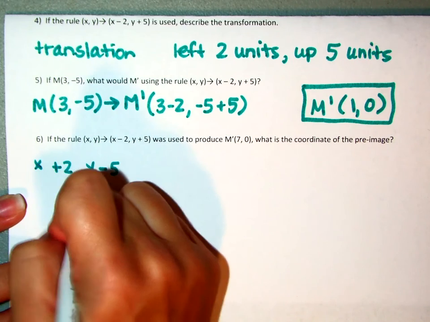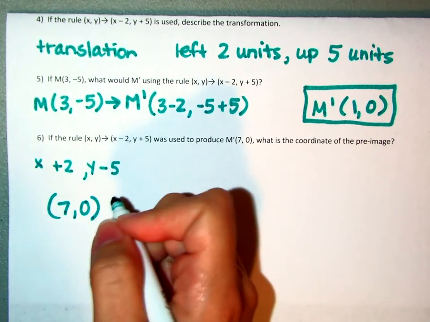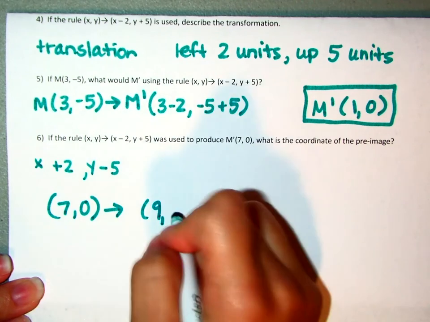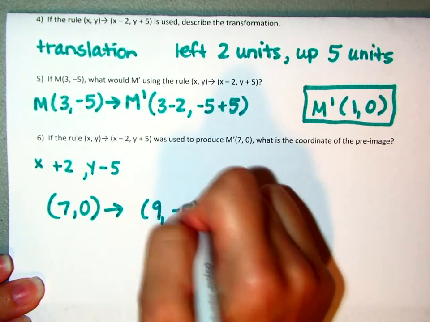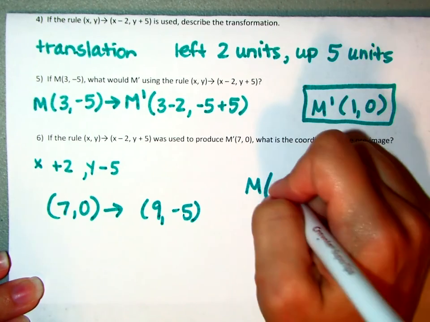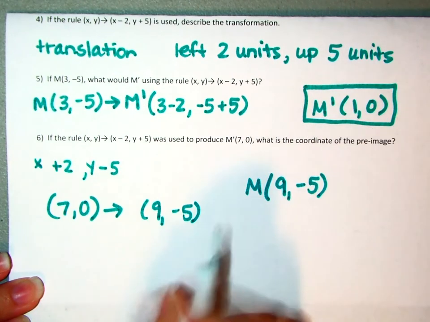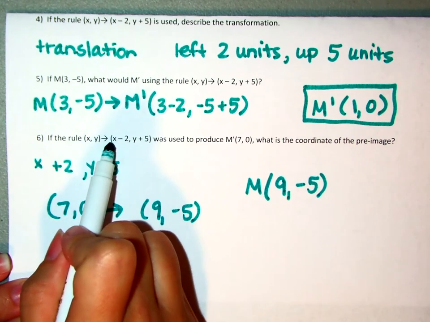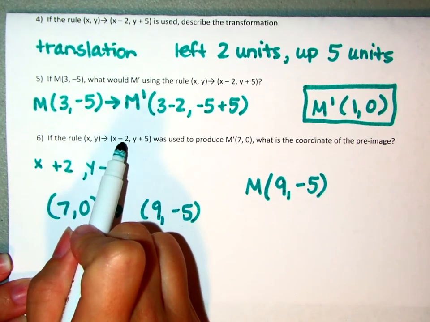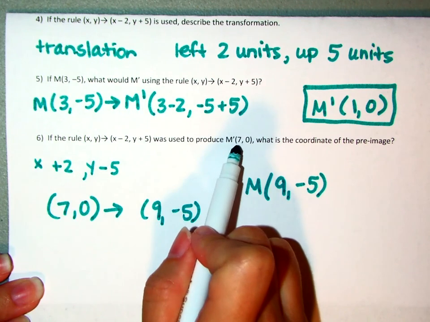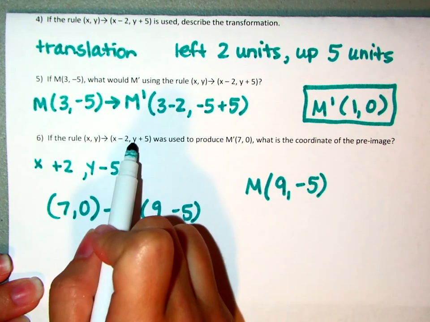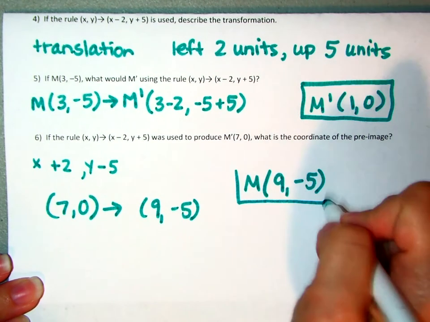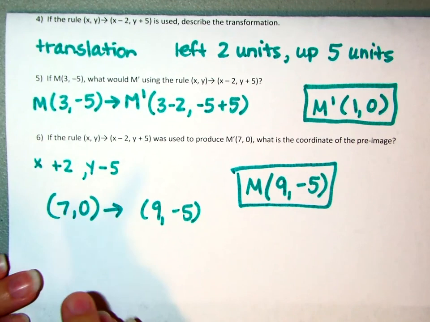So let's start with that 7, 0, and from here we are going to add 2, that makes this 9. And from 0, we're going to subtract 5. 0 minus 5 is negative 5. So in theory, M, the pre-image, should be at 9, negative 5. Let's check it out though. If M, the pre-image, is at 9, negative 5, if I subtract 9 minus 2, do I get 7? Yes. And then if I put in this negative 5 for the y, negative 5 plus 5 is 0. Is that what I get over here in the image? Yes. So I know that this is going to be the ordered pair for my pre-image in this particular case.